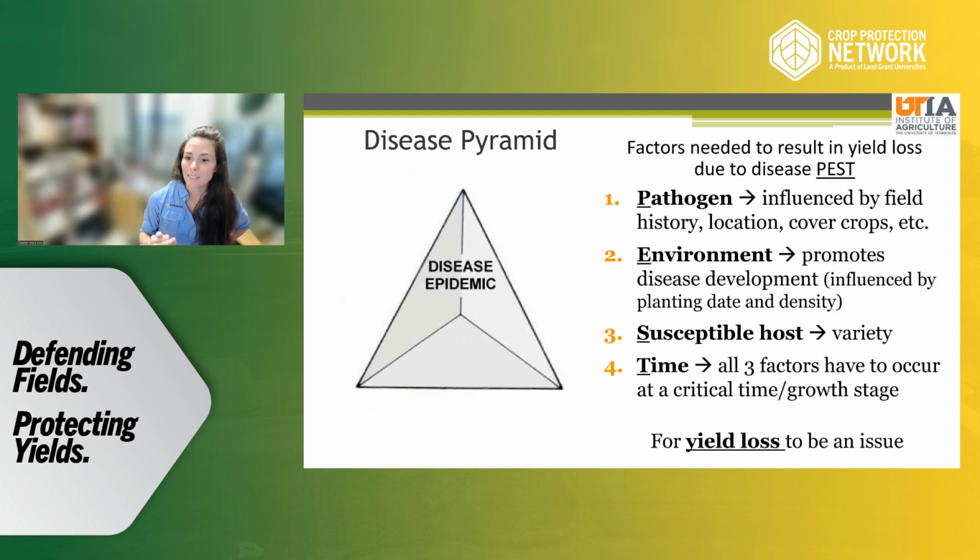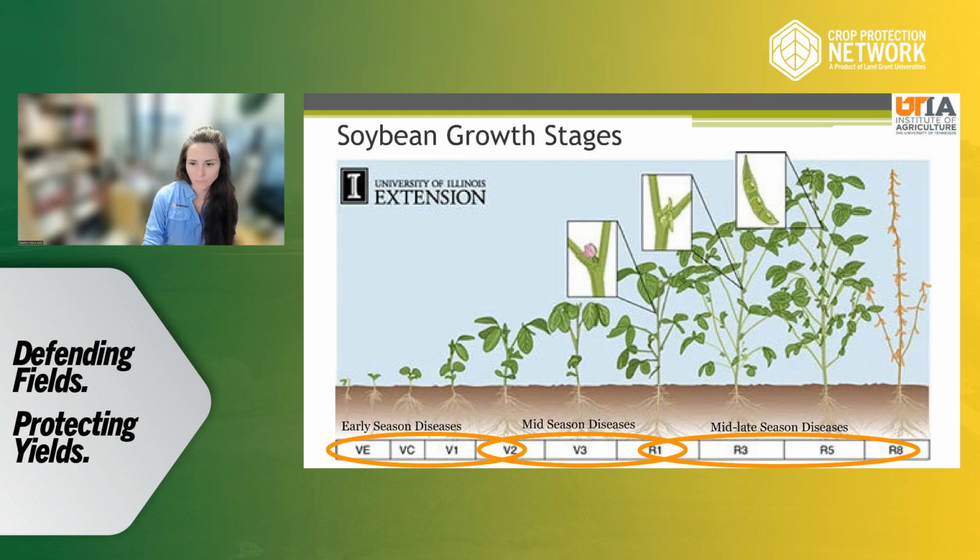And then lastly is time. You have to have the previous three factors occur at the critical time of growth stage to actually affect yield. You might have the disease develop, the right environment, and susceptible variety, but if it all happens late enough in the season or a late enough growth stage, then your yield will not be affected, and action will not need to be taken. But again, still keep good notes of what you're seeing and identifying as needed so you can plan accordingly for the next season.